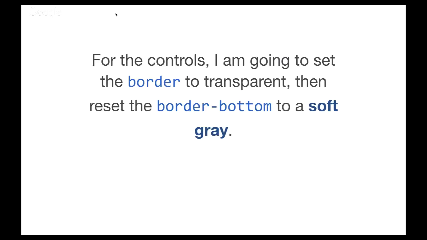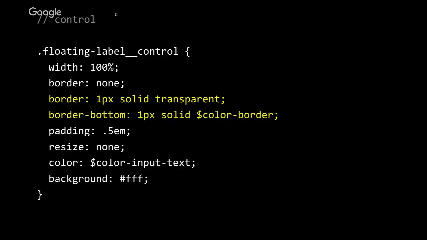Next up, we have the control. So this is the actual inputs and text areas. So we're going to set the border to transparent and then reset the border bottom to soft gray. And the reason why we do that is you can do it in 2 declarations instead of 3 or 4. So we've got border, 1px solid transparent, and then overriding these but on the case of border bottom, set it to whatever we want.